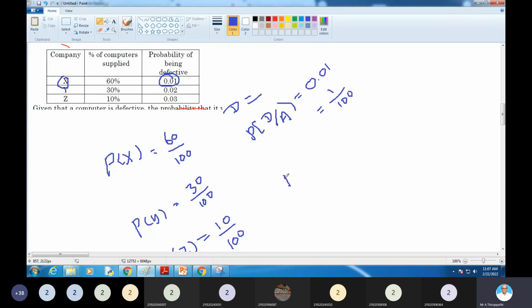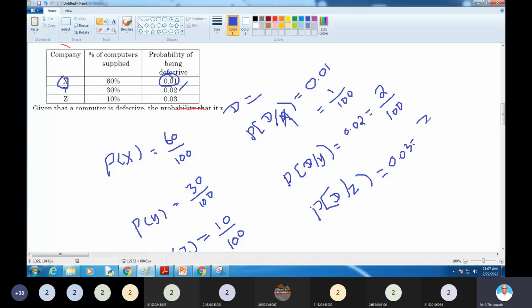Next, the probability of a defective item supplied by Y is equal to 2%, 0.02. So this can be written, for our convenience, as 2 by 100. Next, the probability of a defective item manufactured by the third one, Z, is equal to 3%, 0.03. That is equal to 3 by 100.